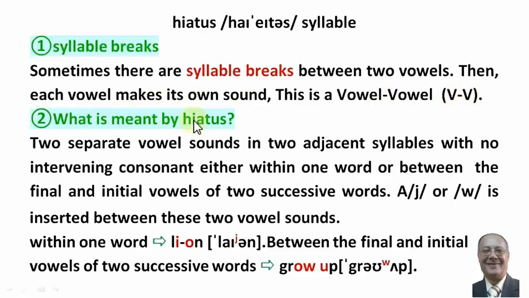What is meant by hiatus? Two separate vowel sounds in two adjacent syllables with no intervening consonant, either within one word or between the final and initial vowels of two successive words. A y sound or w sound is inserted between these two vowel sounds. Within one word: lying. Between the final and initial vowels of two successive words: grow up.